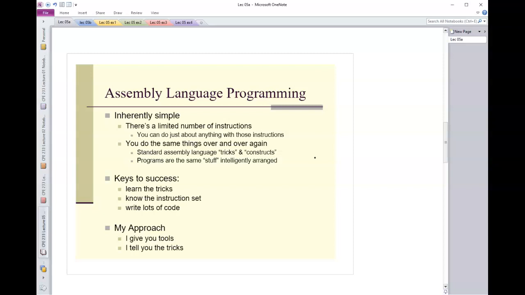You use the same constructs over and over again. So a typical program is a bunch of these constructs put together in some intelligent fashion such that it solves your problem. Now, my keys to success, or what I think you should do, is learn the tricks. Look, there's not that many of them. We're going to go over a couple of them in this lecture.